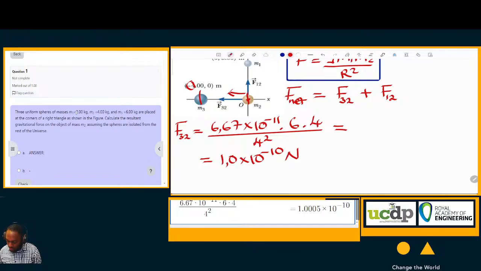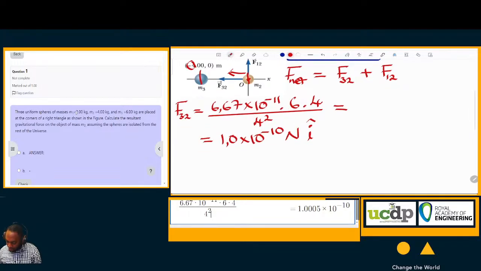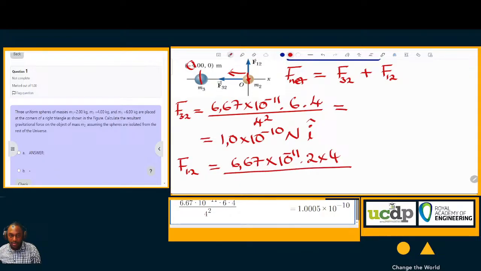If you had to add direction, you would see that this sphere M2, because there's a force of attraction, will tend to move to the left. So this will be in the negative I direction. Then you do the same thing for F1 on 2: 6.67 times 10 to the negative 11 multiplied by M1, which is 2 kilograms, multiplied by 4, over the distance of separation.